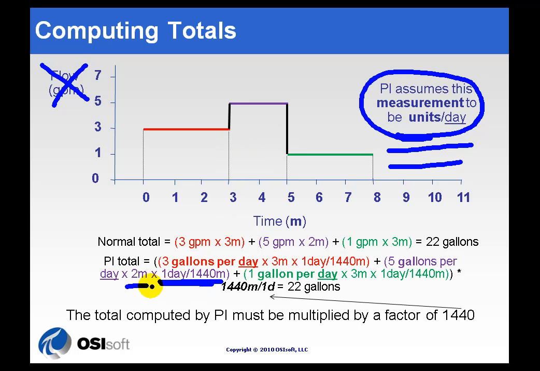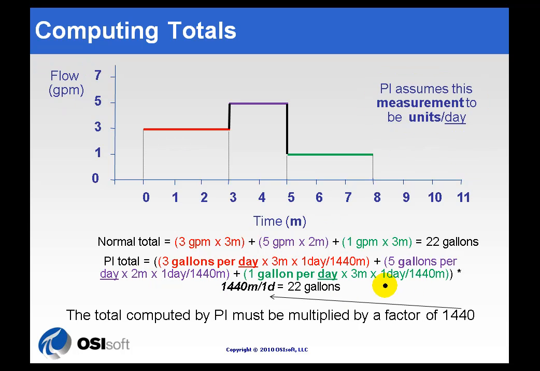So 2 minutes of flow ends up being this 5 gallons per minute divided by 1440, a very small number. And we're going to do that for all of these. Each one of these, we're basically taking whatever that flow amounts to and dividing that by 1440, because we're assuming this is in gallons per day instead of gallons per minute. Now, to solve this problem, what you end up having to do is multiply the result that we get by 1440. That's the number of minutes in a day.